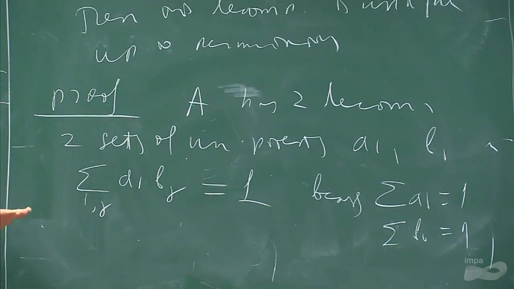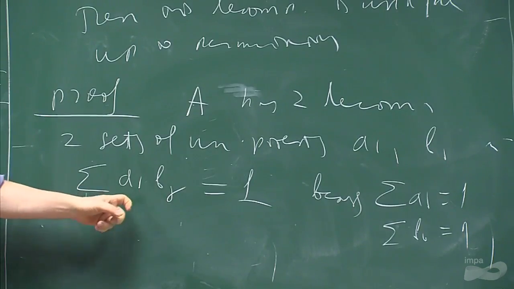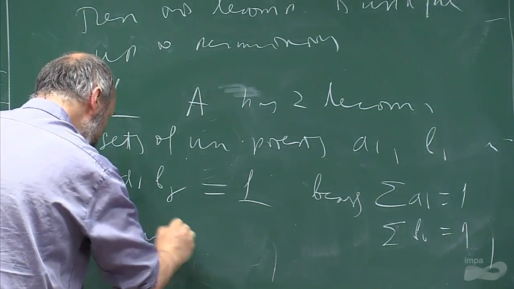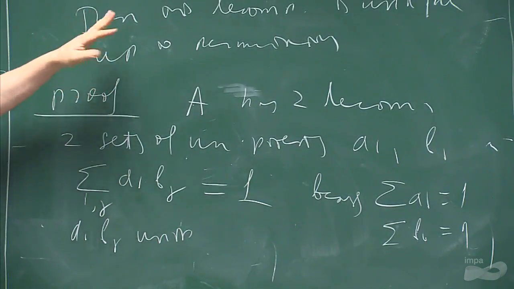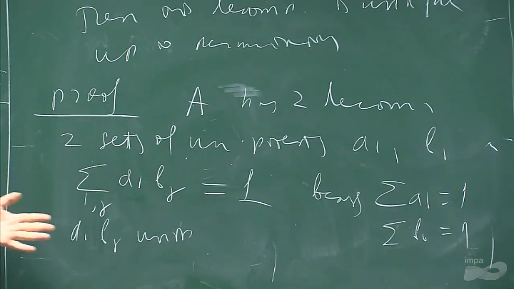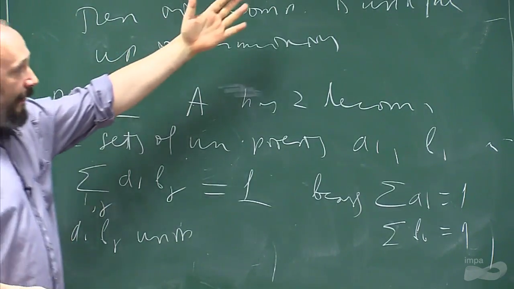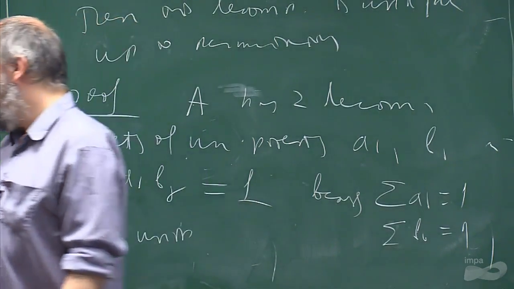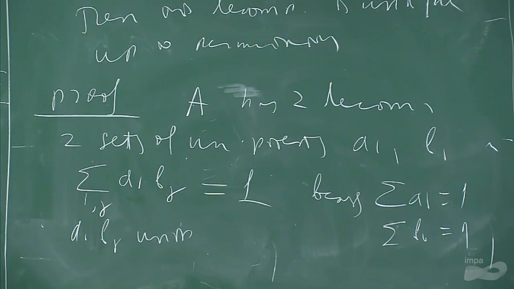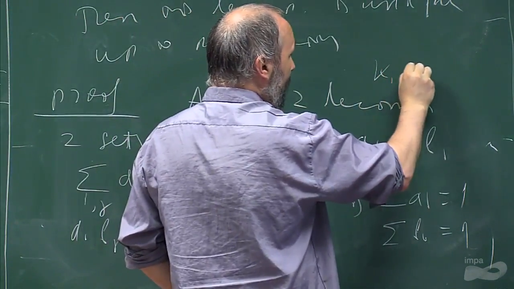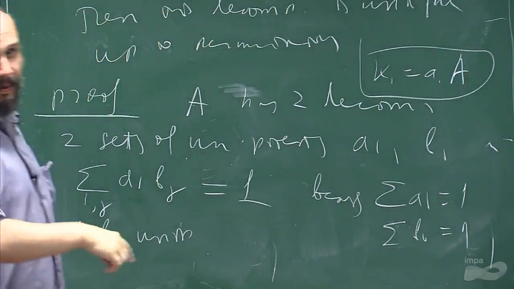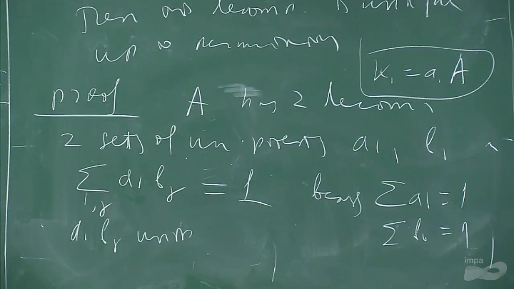Okay, there could be two things. Either this set of unipotents A_i B_j are just the earlier set of unipotents. They're the same. We don't gain anything, but what we gain is that these two are the same decomposition, because unipotents uniquely define your decomposition. So we take K_i as follows: K_i is A_i times A. This is how unipotents correspond to subfields.